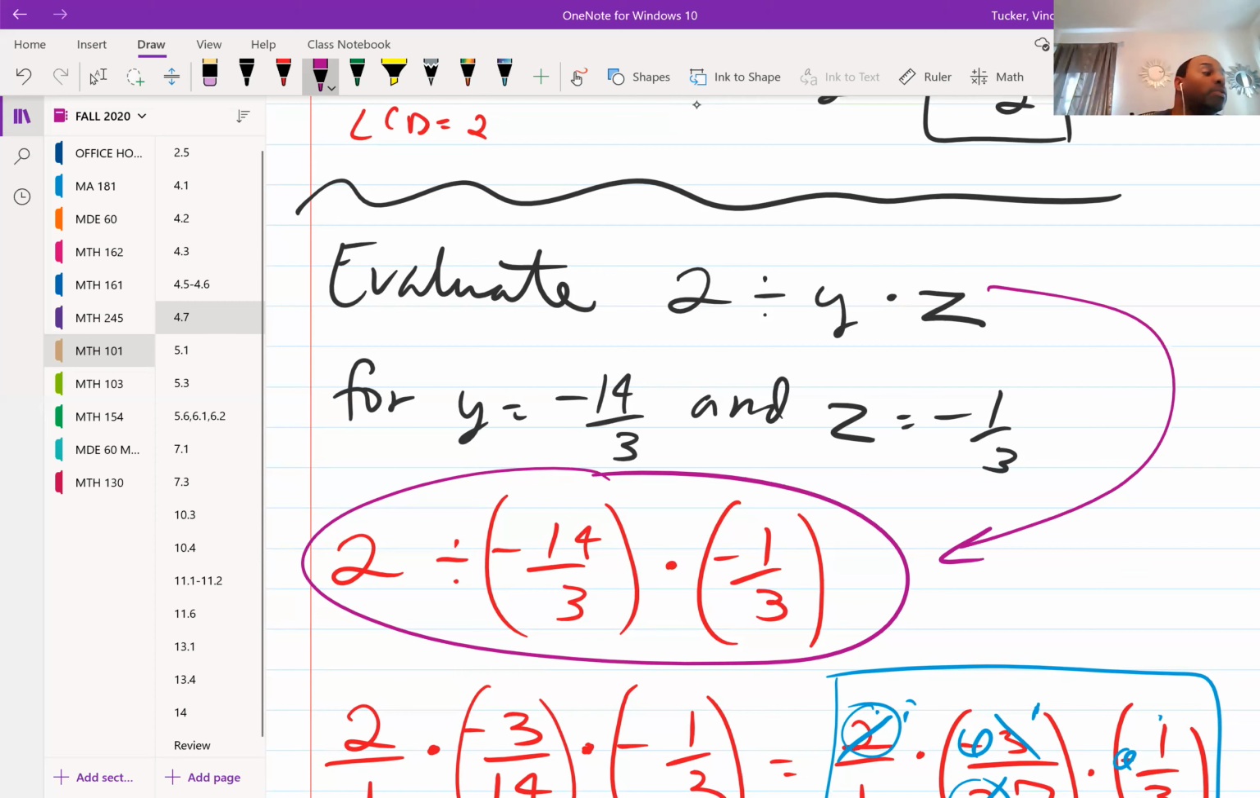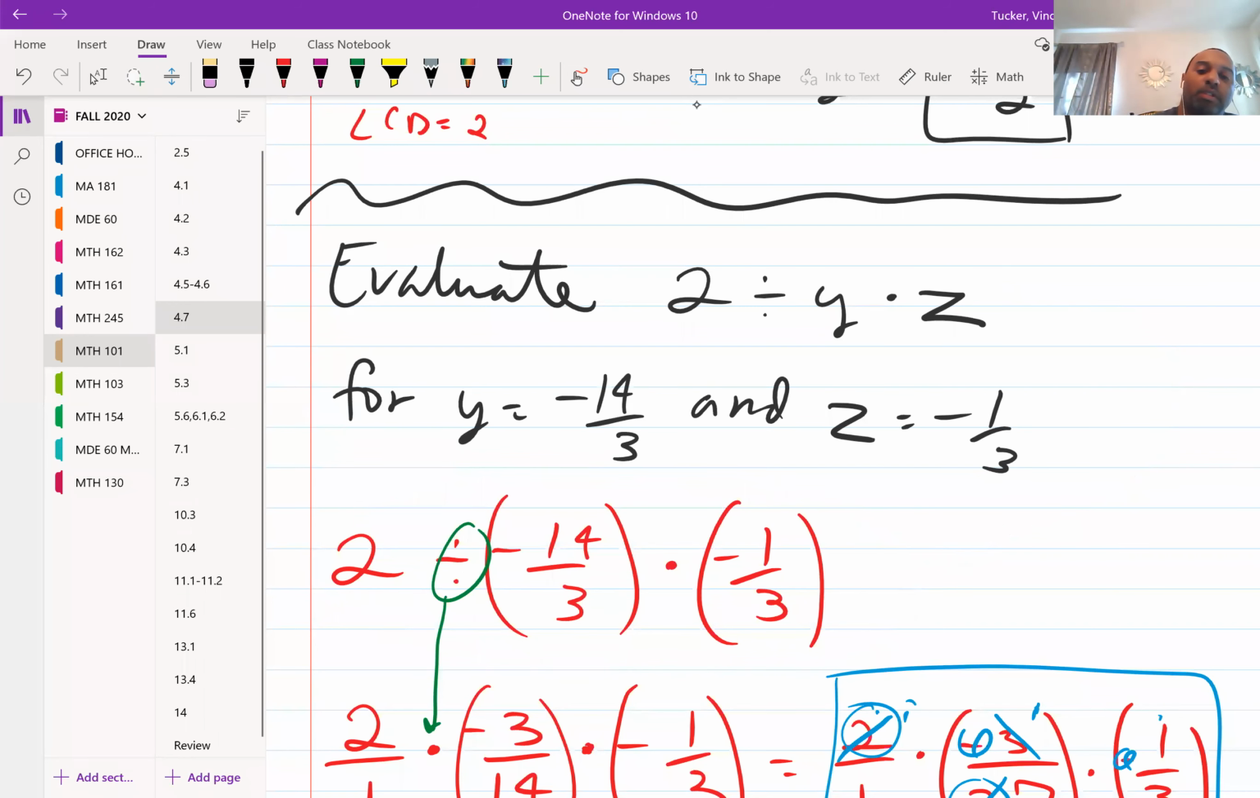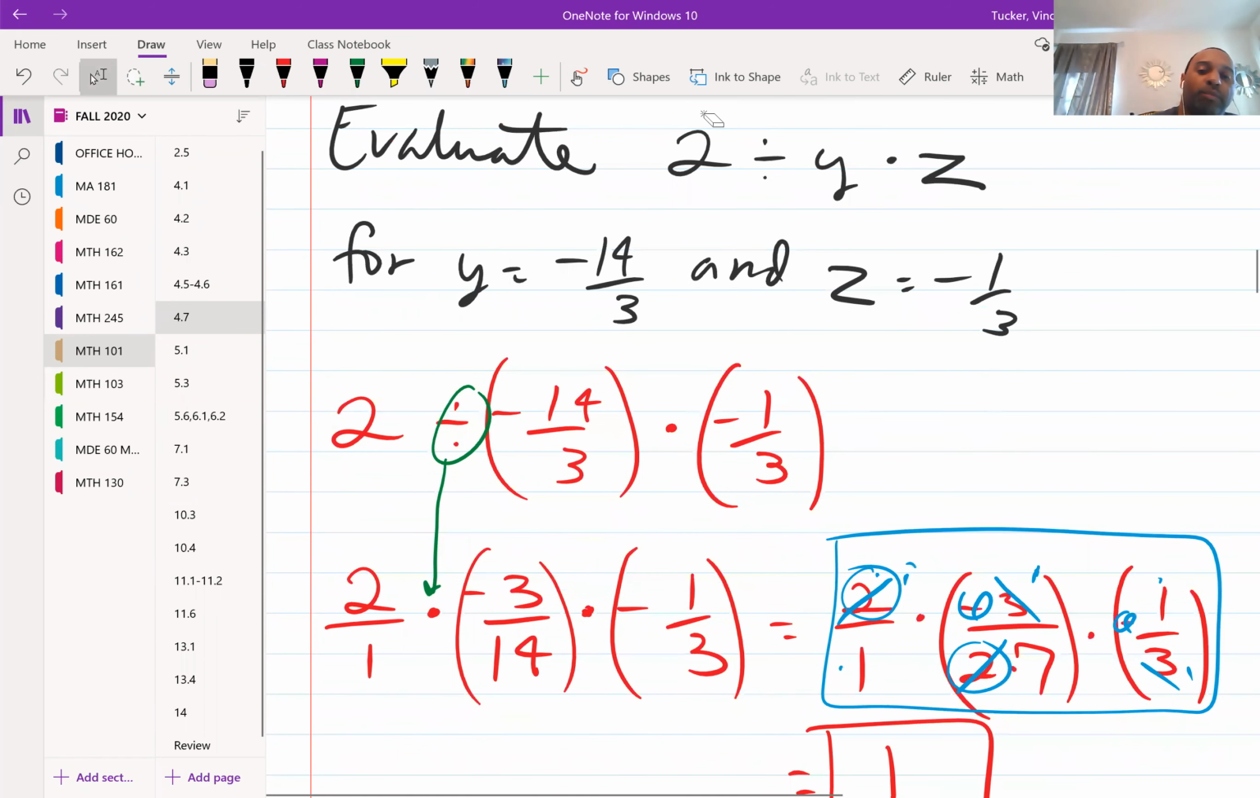All right, so we do division and multiplication. We handle them from left to right. So the first thing that we come across is division. So we're going to divide. Don't forget, we're going to multiply by the reciprocal. That means we flip the fraction. So 14 over 3 turns into 3 over 14.